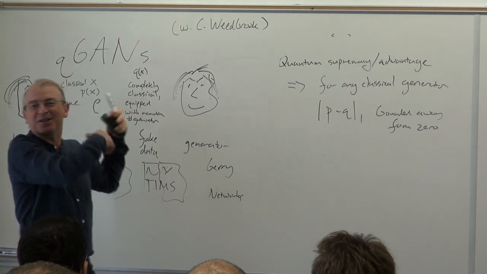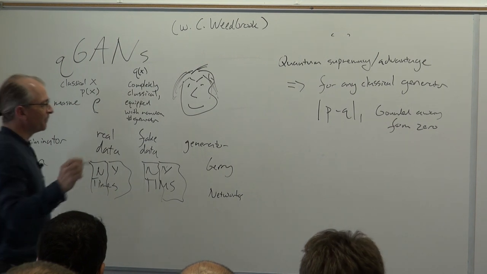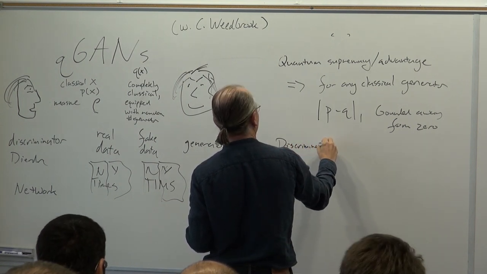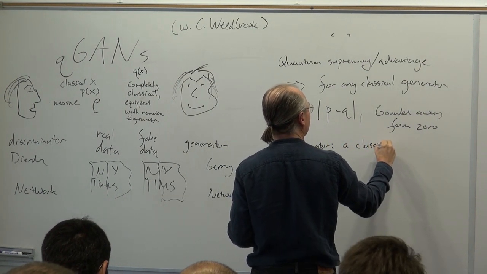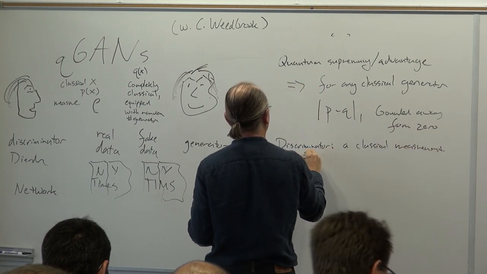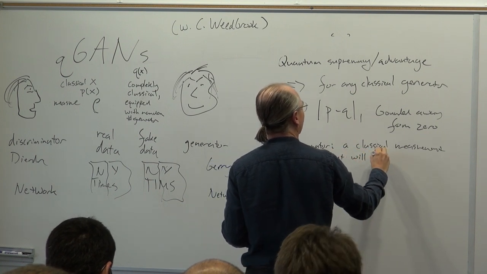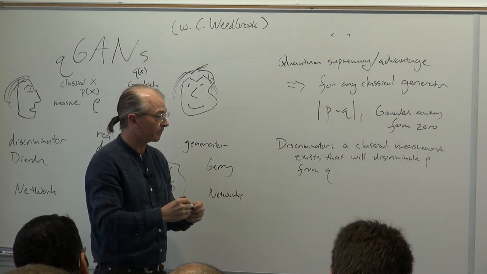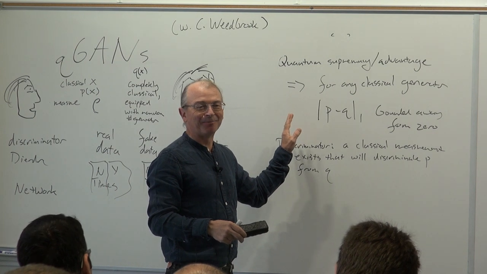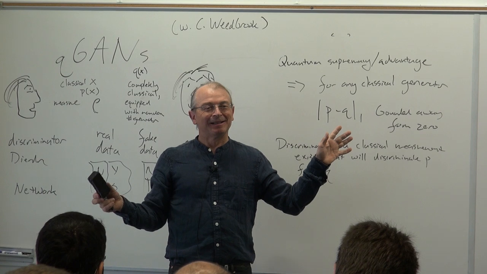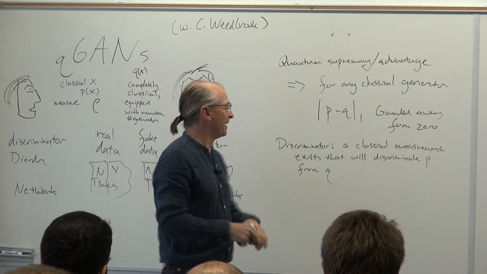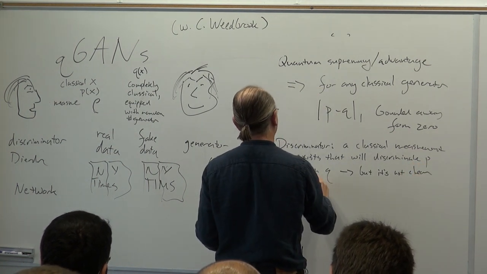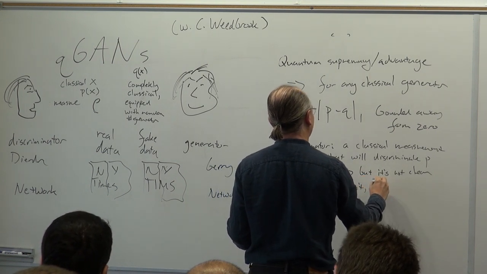Right, so we can look at that. If everything's completely quantum, then we just saw that it's fine. But this is interesting. Now, how about the discriminator? A classical measurement exists that will discriminate P from Q for any Q that the generator is generating. It exists, so if you assume that she can find it, then she can find it. But it's not clear how she can find it, even given a quantum computer.